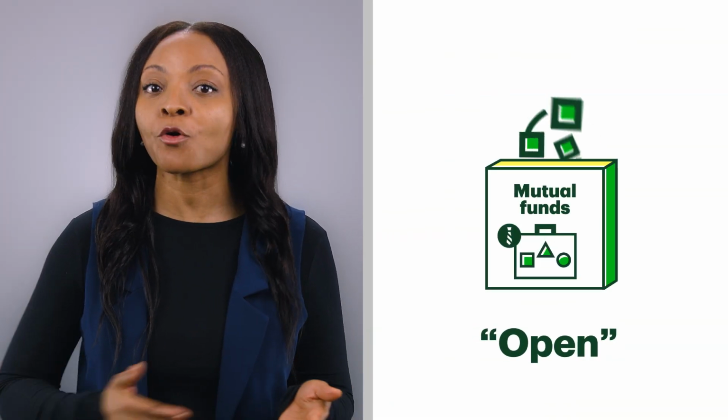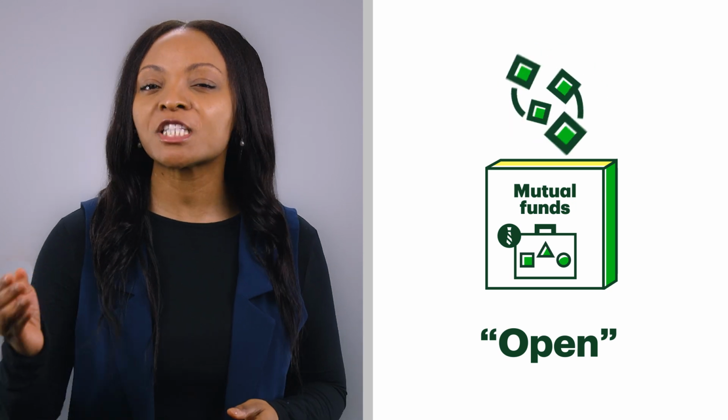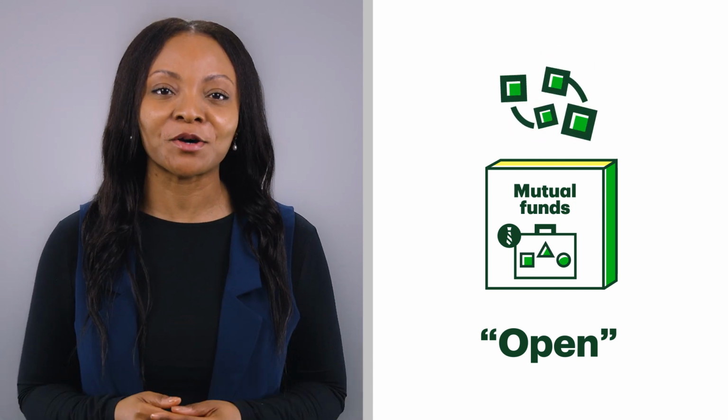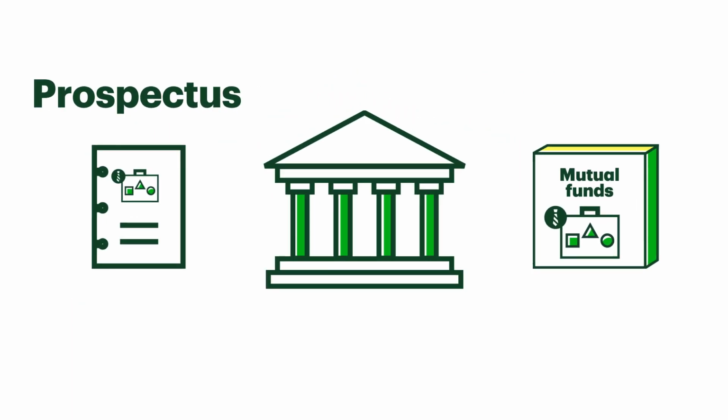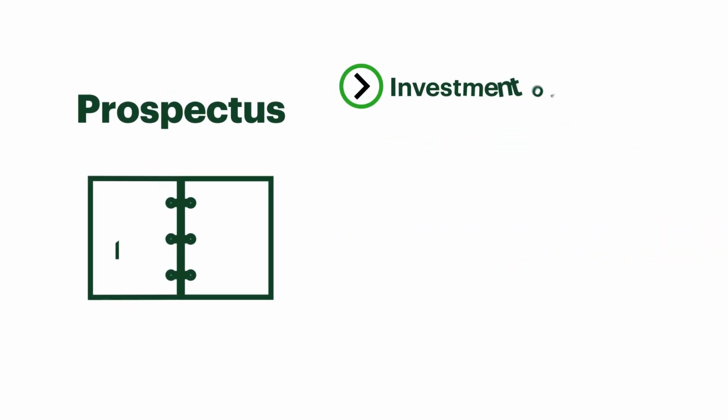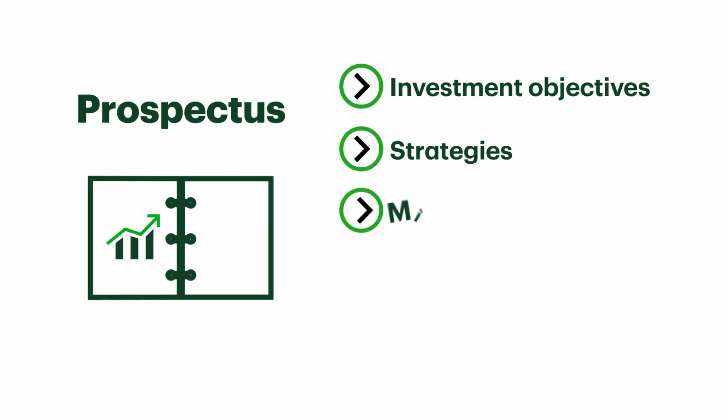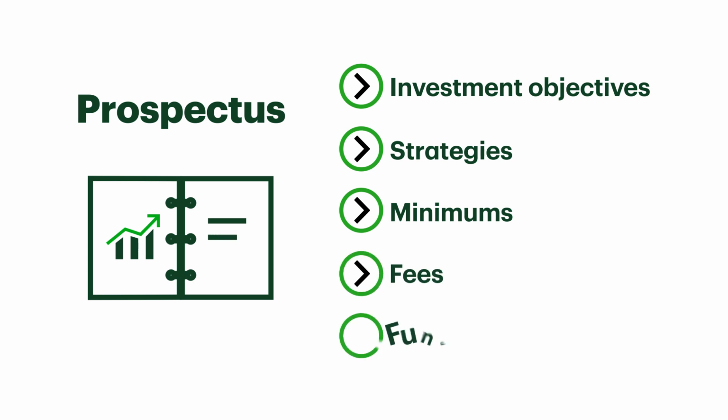A mutual fund is the most common type of open fund investment. It's considered open because units of the fund are created or removed as needed. We'll explain this a little more later on in the video. When the fund is created, the fund company also creates a document called a prospectus. This outlines the fund's investment objectives, strategies, minimums, fees, fund manager, and more. It essentially provides you with the information you should know about the fund before buying it.